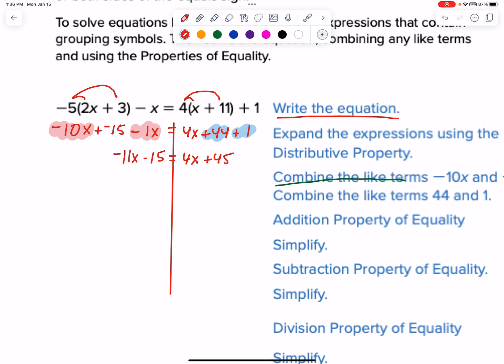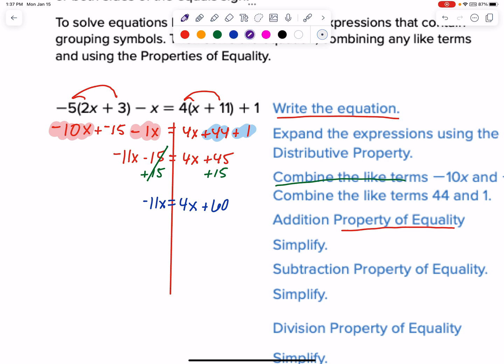Now I can start moving things around using those properties of equality. Okay, so let's go ahead and get the 15 over there. So plus 15, that crosses out. And we're left with just a negative 11x on this side equals 4x. 45 plus 15 is 60, so plus 60. So 45, 55, 60, yeah.